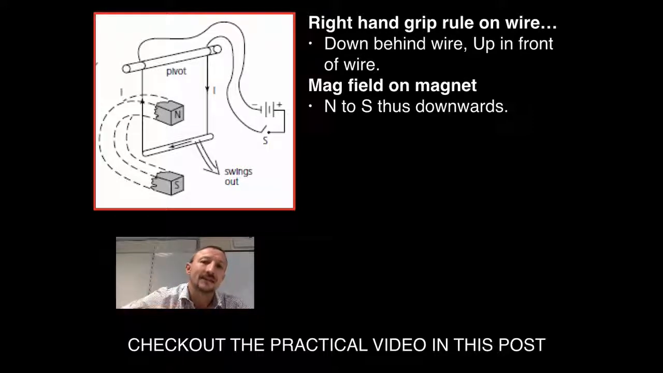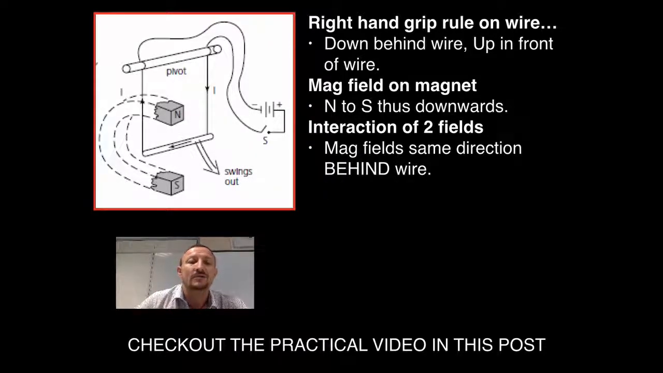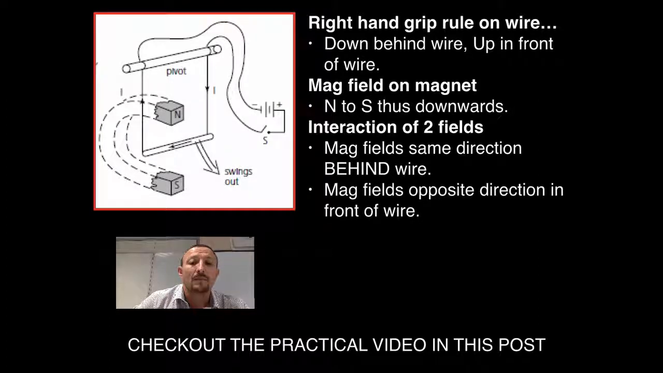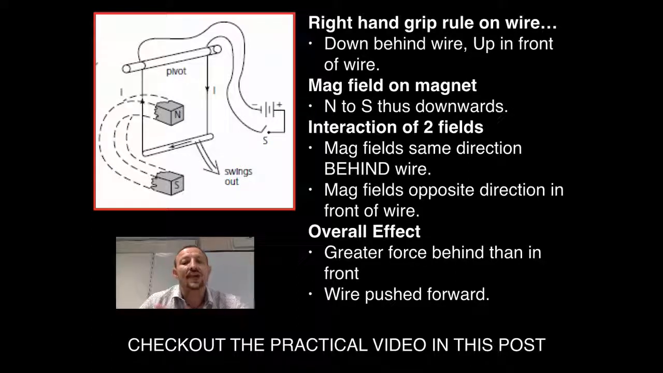So anything running in the same direction is going to combine. Anything running in opposite directions is going to cause destructive interference. So we need to look at the interaction between the two fields either side of the wire. Basically, magnetic fields are in the same direction behind the wire, so they construct, but magnetic fields are in the opposite direction in front of the wire, so they destruct. So the overall effect is there's a greater force behind the wire than in front, so the result is the wire is pushed outwards. So check out the practical in this post to explore that.